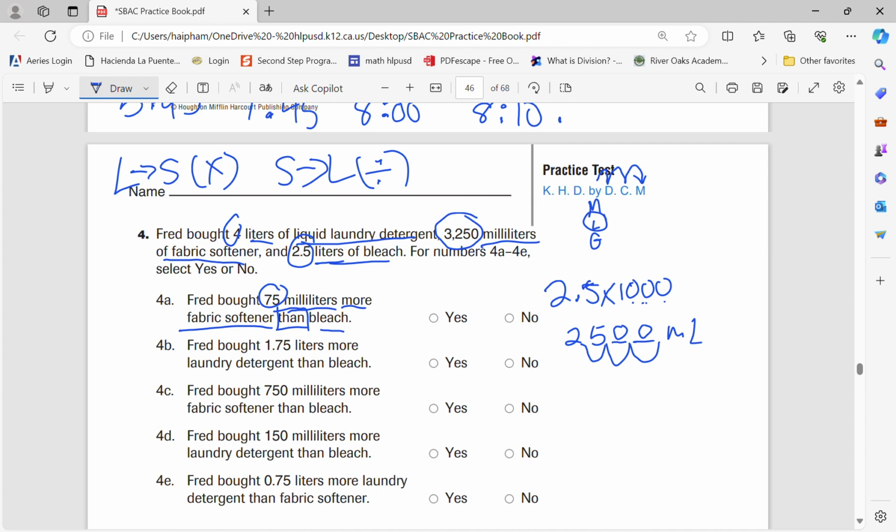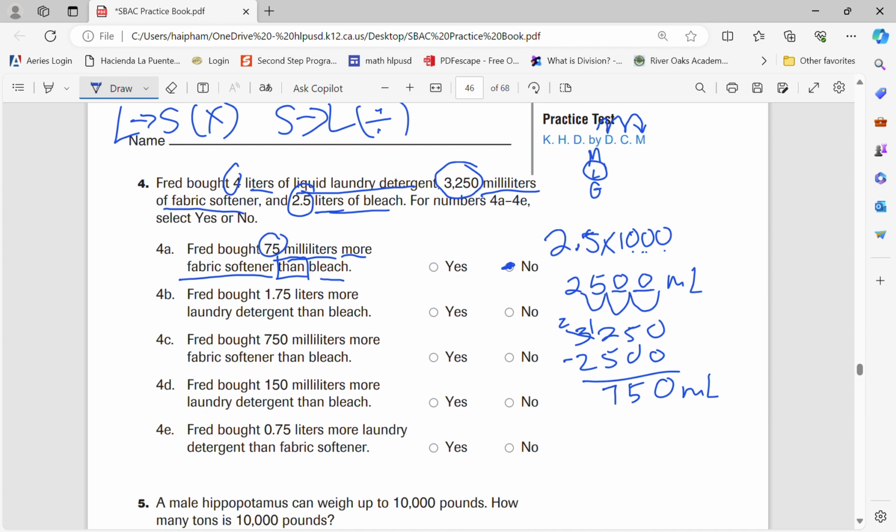So since we are comparing, let's go ahead and subtract. We have 3,250 milliliters of fabric softener. Let's subtract that by our 2,500 milliliters of bleach. 0 minus 0, bring down your 5. Here we have to regroup. We have 12 minus 5, which would give me 7, and that will be it. The difference would be 750 milliliters, not 75 milliliters. So let's mark a hard no there. Okay, moving on. Part B, or 4B.